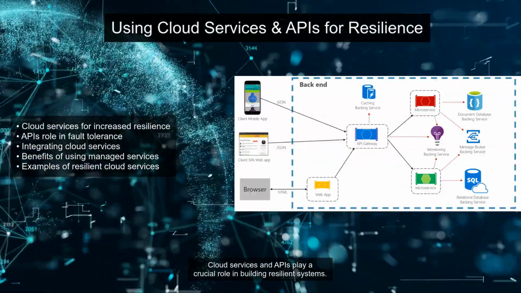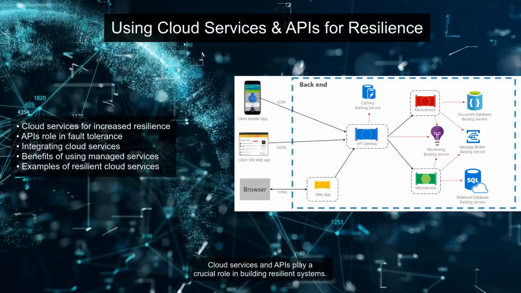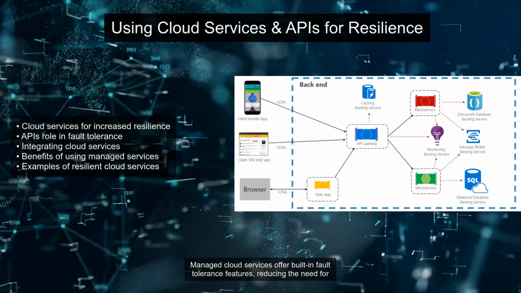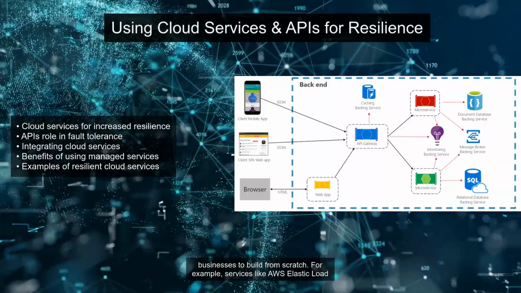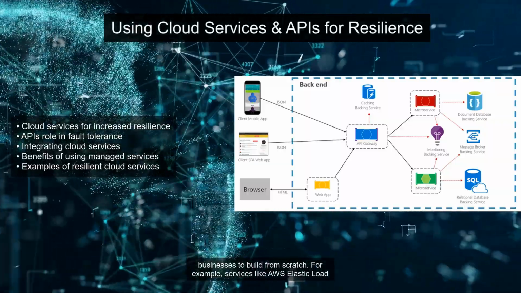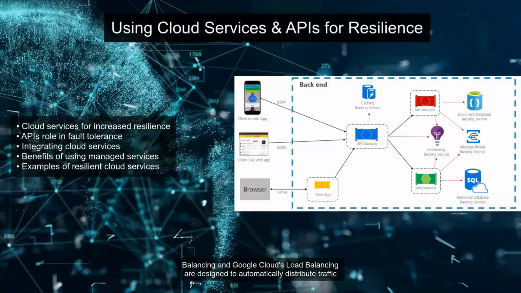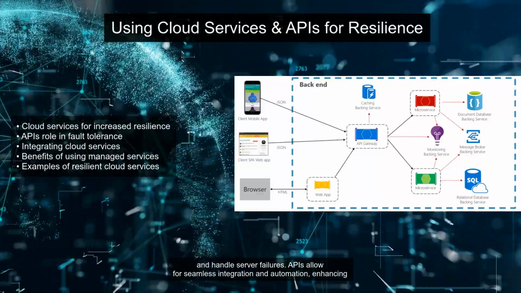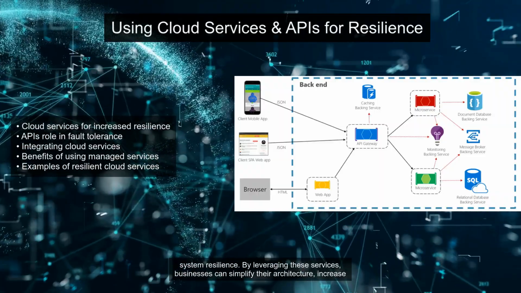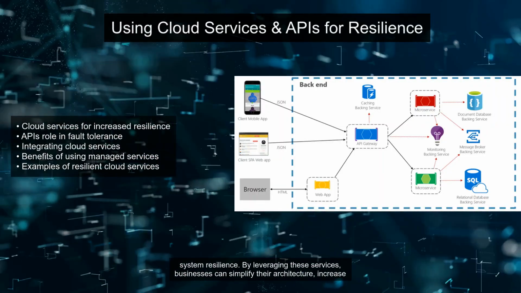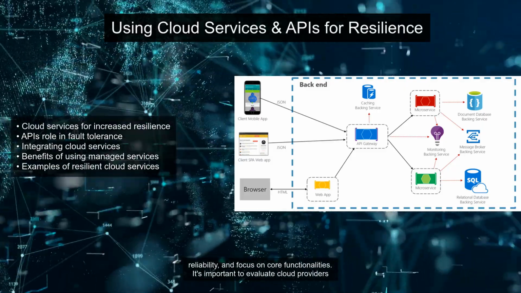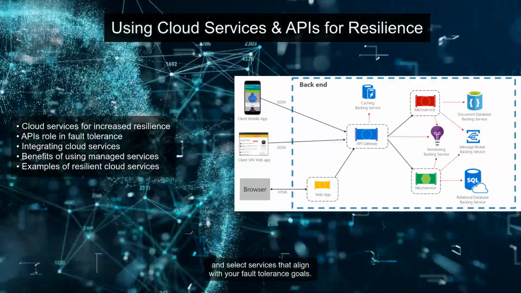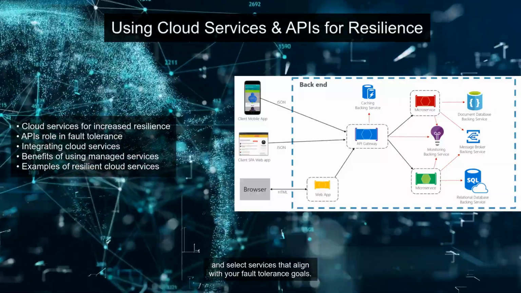Cloud services and APIs play a crucial role in building resilient systems. Managed cloud services offer built-in fault tolerance features, reducing the need for businesses to build from scratch. For example, services like AWS Elastic Load Balancing and Google Cloud's Load Balancing are designed to automatically distribute traffic and handle server failures. APIs allow for seamless integration and automation, enhancing system resilience. By leveraging these services, businesses can simplify their architecture, increase reliability, and focus on core functionalities. It's important to evaluate cloud providers and select services that align with your fault tolerance goals.